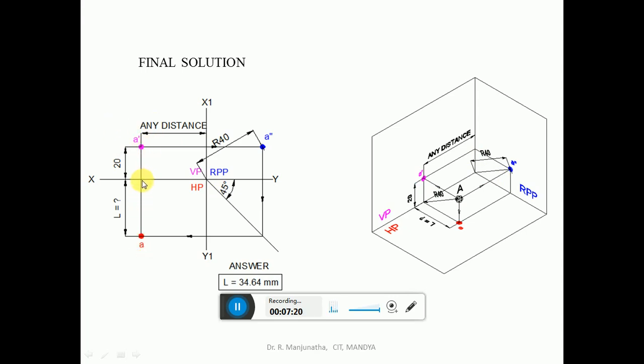Then the distance above HP is given, which is 20 mm above HP. So obviously that image will fall on VP. So since the vertical plane is above the XY line, from here you measure 20 mm and mark this point, which will become A dash. Then draw a horizontal projector from A dash to the profile view, wherein you can see the distance with respect to the vertical plane above HP, that is in the vertical direction. So this will become above HP.